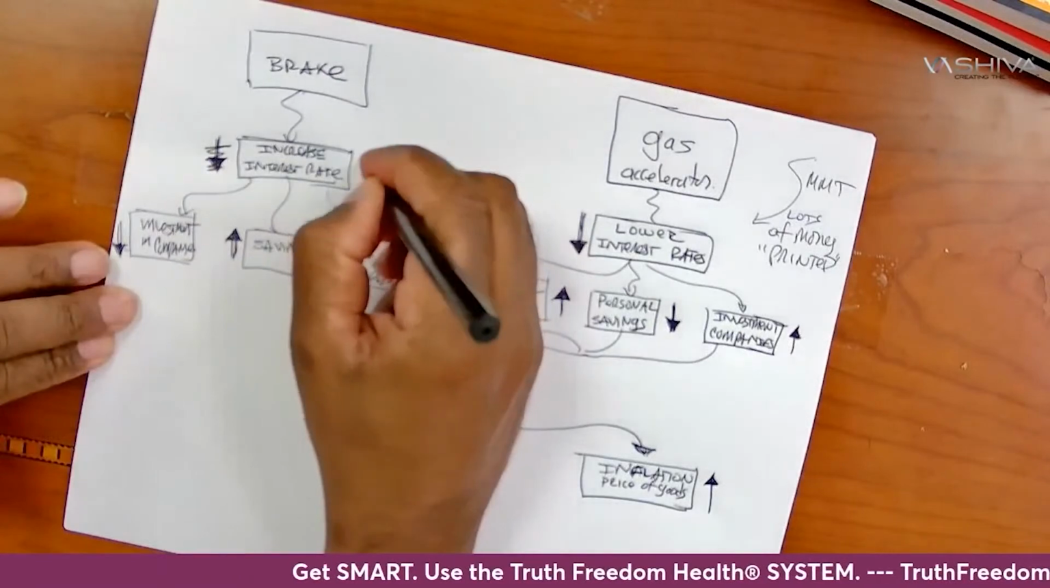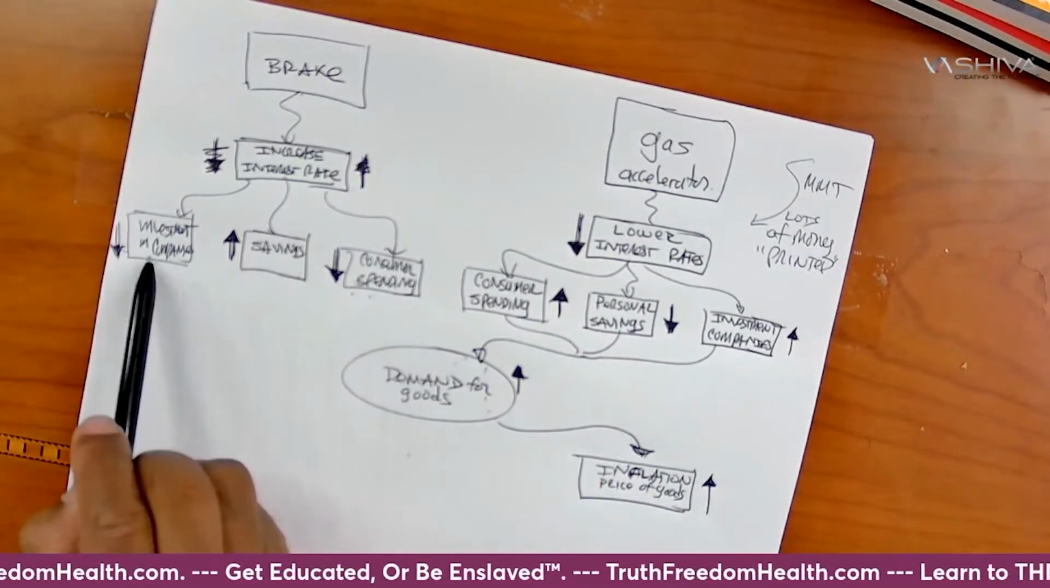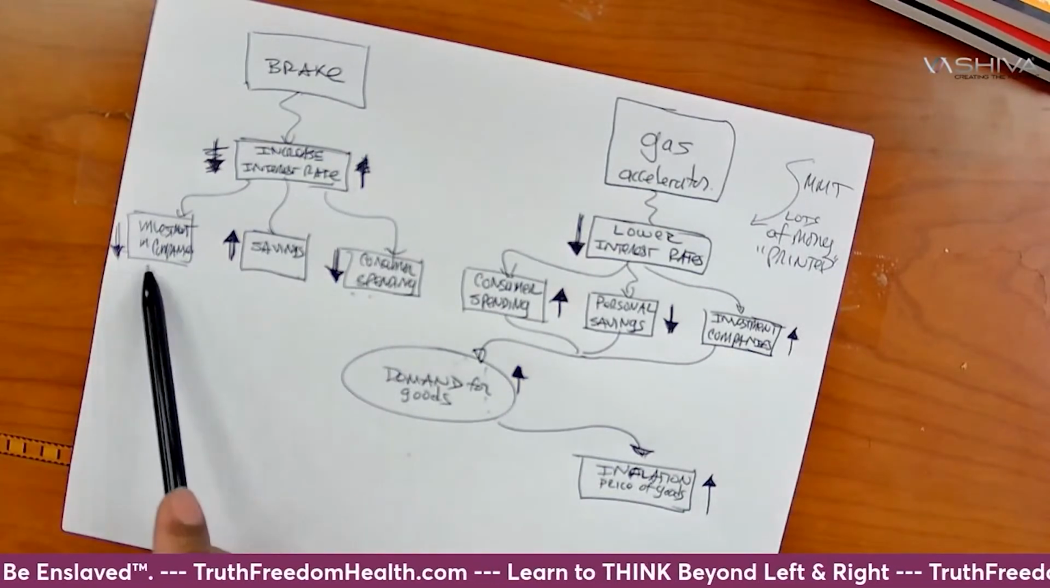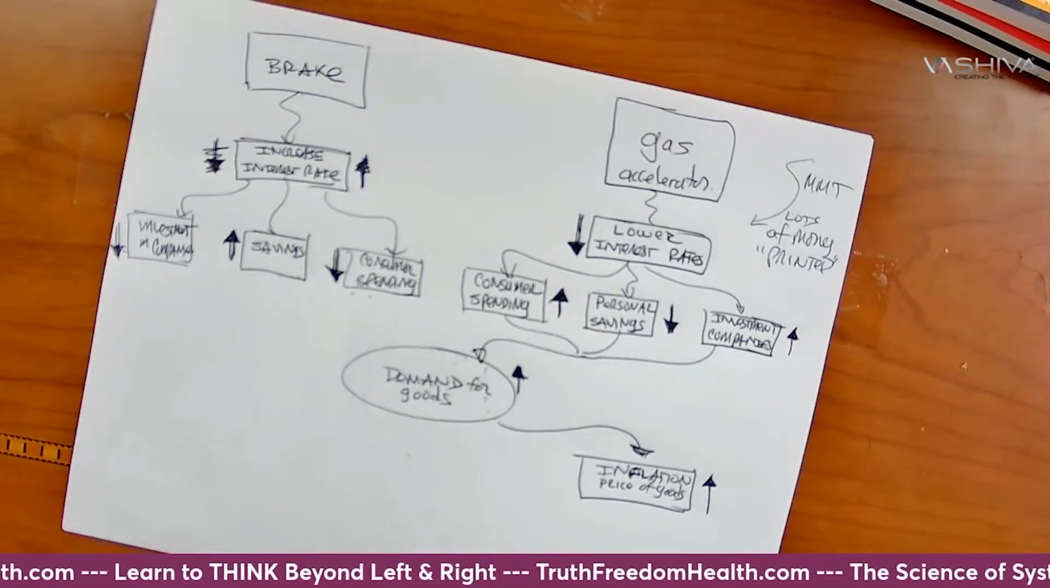You want to say increase interest rates here. The arrow goes up, savings goes up, consumer spending comes down, and investment in companies goes down, which means investment in companies, stock market, right? People start pulling their money out of the stock market. They save their money and consumer spending goes down.